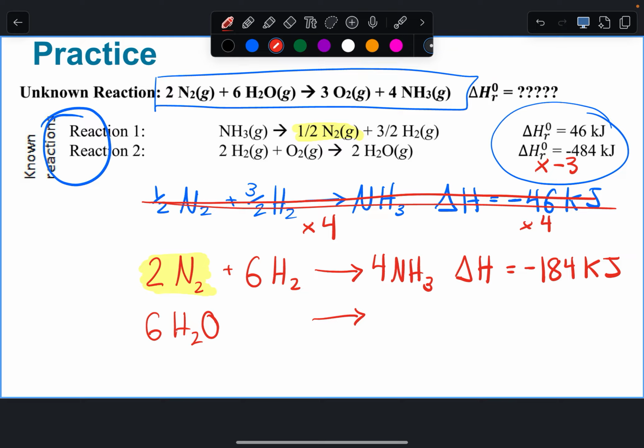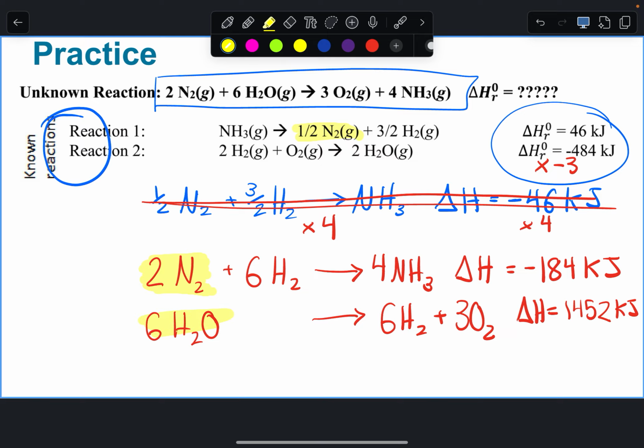Okay, so 6H2O, and then on the product side, I'm going to have 6H2 and 3O2. And my enthalpy there is, I'm not going to do that one in my head, -484 times -3, or 1,452 kilojoules. Okay, so that got me my 6H2O. So I'm going to highlight that just so I remember. Good, I got my 6H2Os that I wanted.